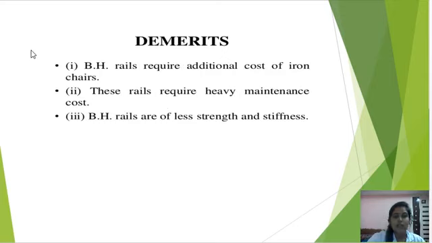Next, demerits. These bull-headed rails require more cost of iron and chairs. These rails require heavy maintenance cost, and they are also of less strength and stiffness.